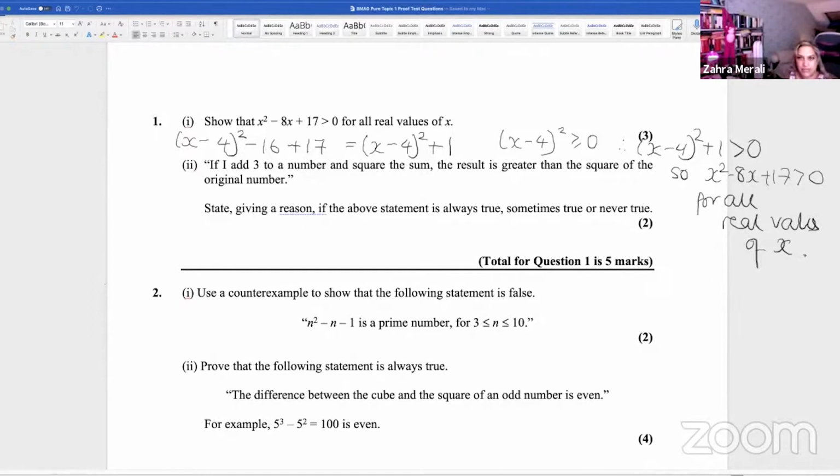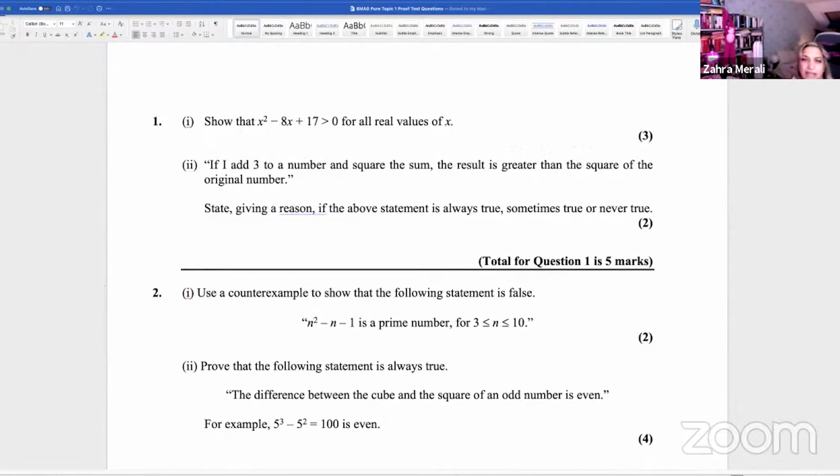So to show that with a greater than, it's more than 2 marks. That's also your clue. You're doing a bit more than plugging numbers in, which leads us on to the next bit, where you've got, if I add 3 to a number and I square the sum, the result is greater than the square of the original number. So here, number 1, it's only 2 marks. That's your clue that you're probably just going to plug some numbers in. And when you're plugging numbers in, typically it's the sometimes true. That's a good kind of place to go.